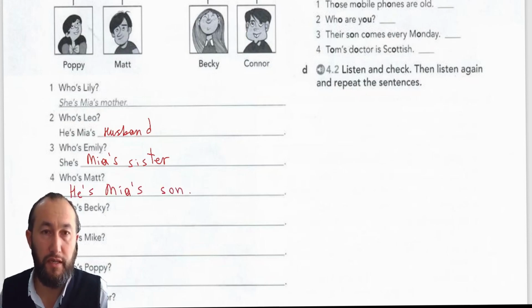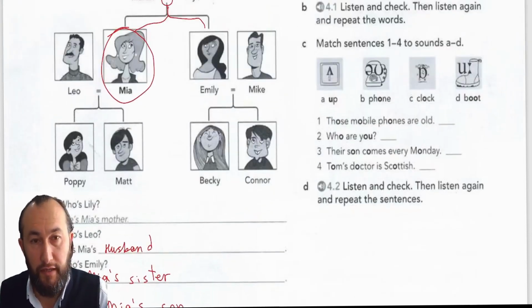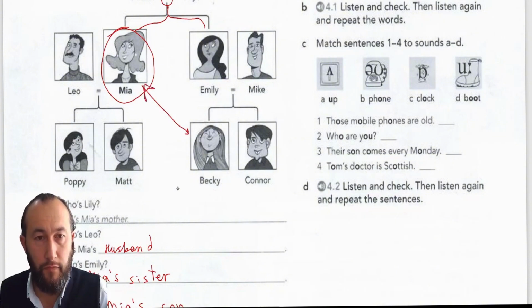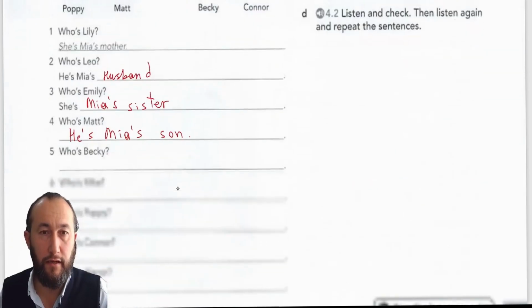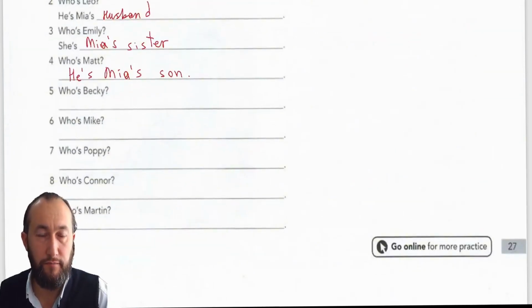Okay. Who is Becky? Who is Becky for Mia? So as you can see, Emily is Mia's sister, and Emily is married to Mike. After marriage, they have 2 kids. So Becky is Emily's daughter. That means Becky is Mia's niece. Okay, so she is Mia's niece. Okay, there you go.